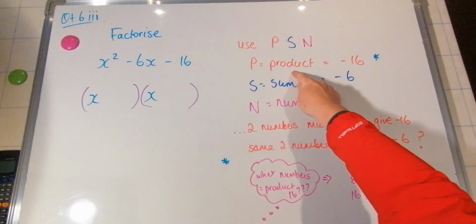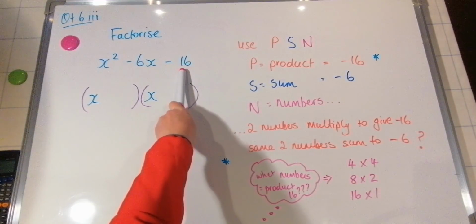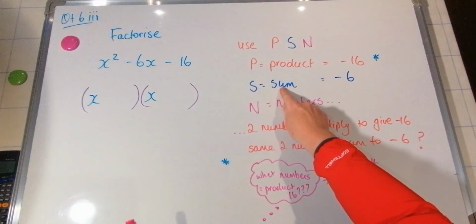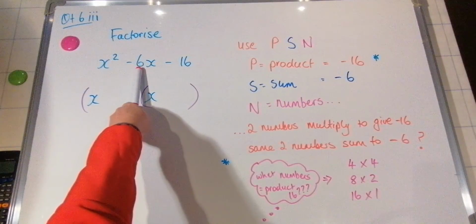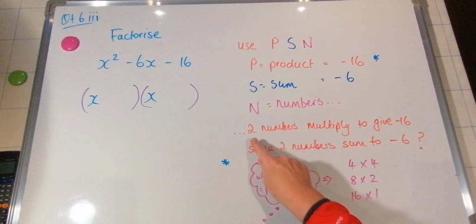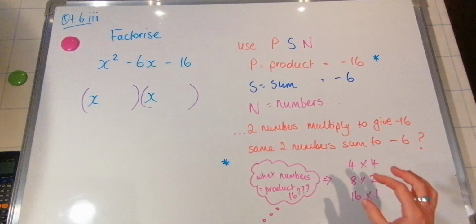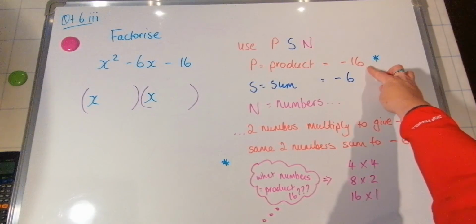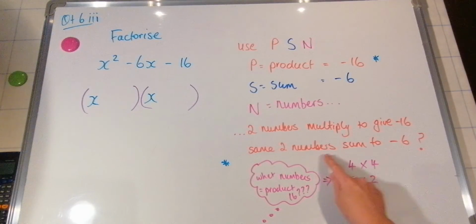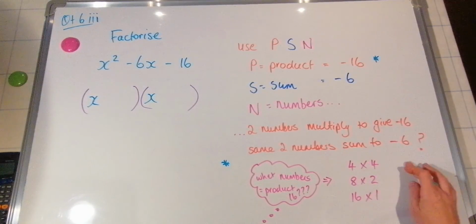P stands for the product. The product is always the very last number in your quadratic. S stands for the sum, which is your middle number in the quadratic. And then N stands for the numbers. Now, what are the numbers? We're trying to think of two numbers that are going to multiply to give us that product of negative 16. But the same two numbers that we have to think of have to give us the sum of negative 6.